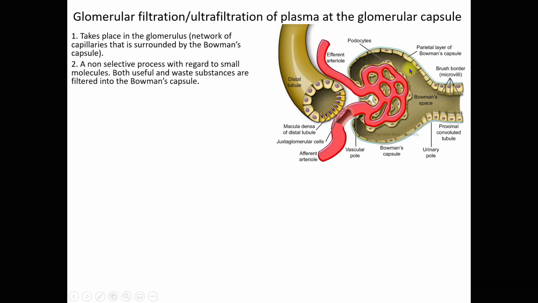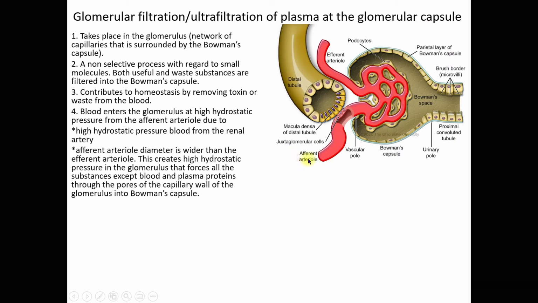Now, this glomerular filtration is a non-selective process with regard to small molecules. Meaning to say, this glomerular filtration only allows small molecules to pass through or to be filtered out from the glomerular capillaries into the Bowman's capsule or Bowman's space. So apparently both useful and waste substances are filtered into the Bowman's space from the glomerular capillary. This process contributes to homeostasis. How? Because this process removes toxins or waste products from the blood.